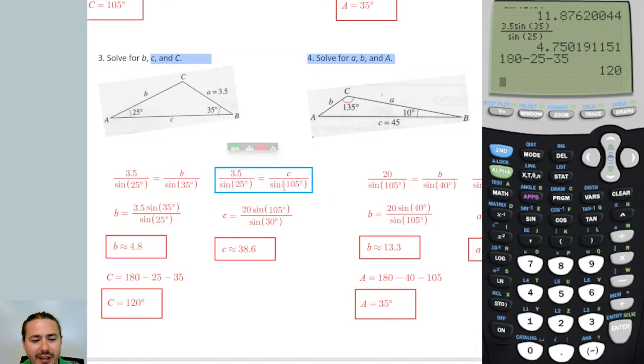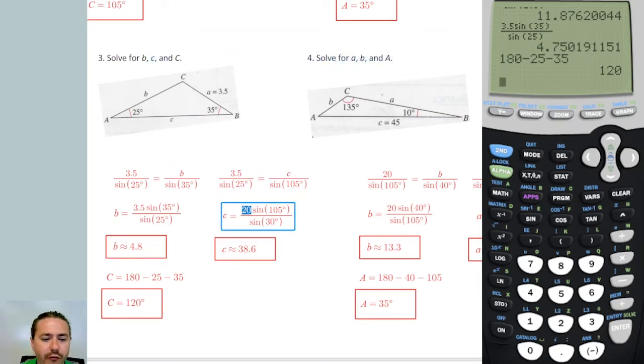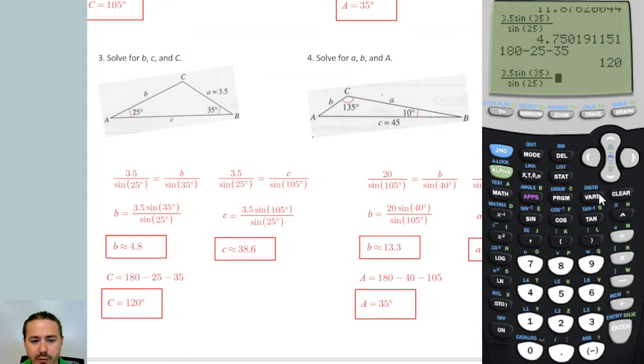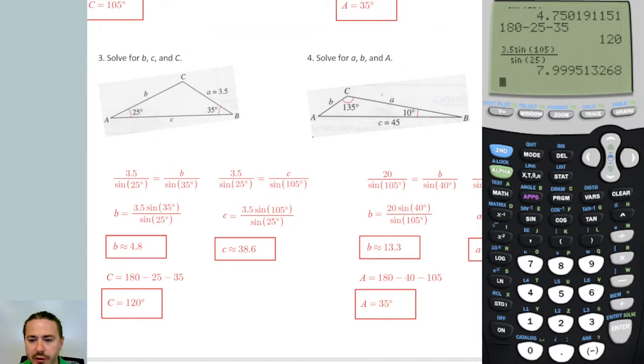Okay, so we got 3.5 times the sine of 105 divided by the sine of 25. All right, so let's go back to the old calculator. And so we got 3.5 times the sine of 105 over the sine of 25. Okay, it's all in there. 7.99. Okay, so it's basically like 8.0 if we're going to round it.